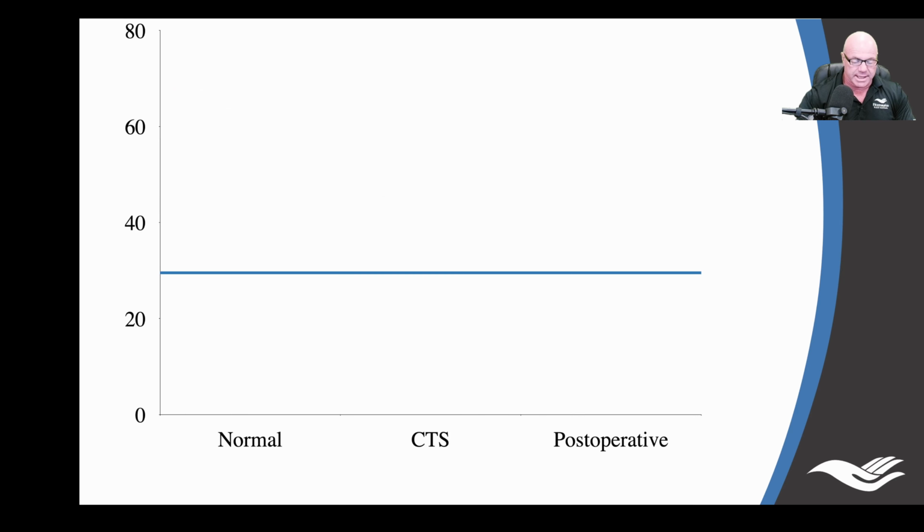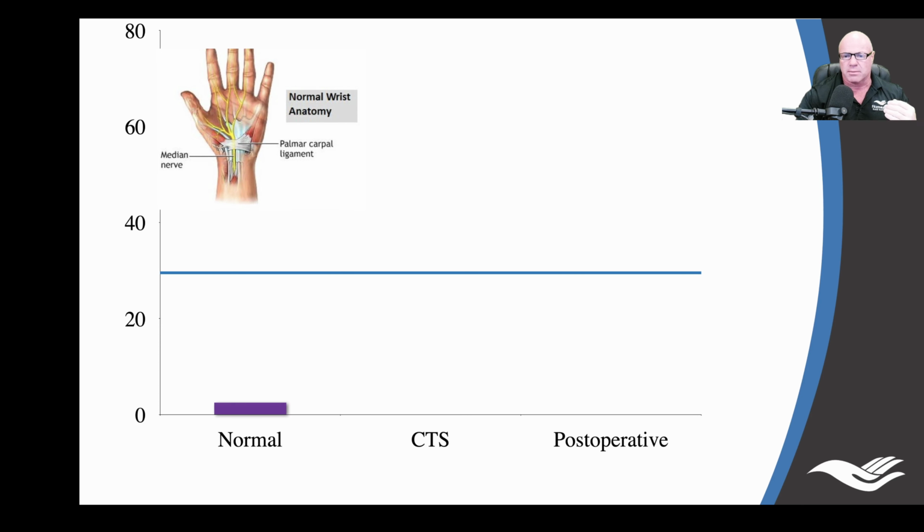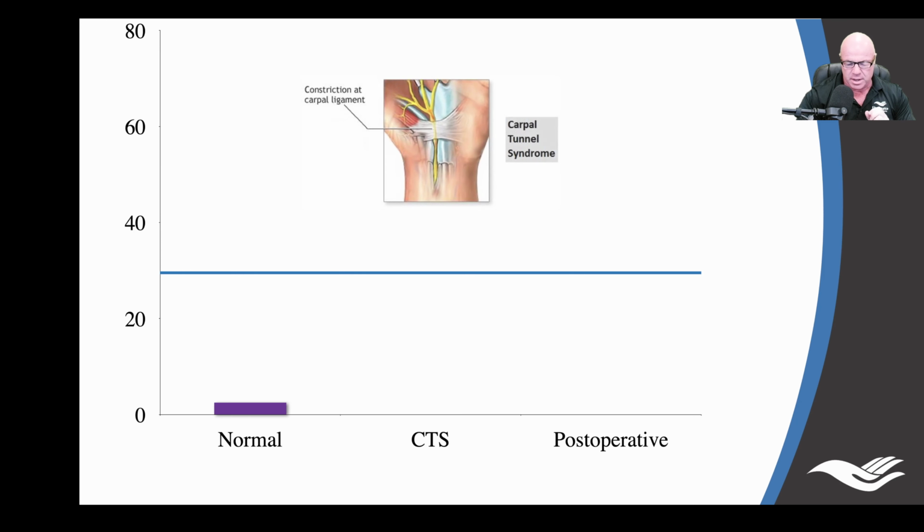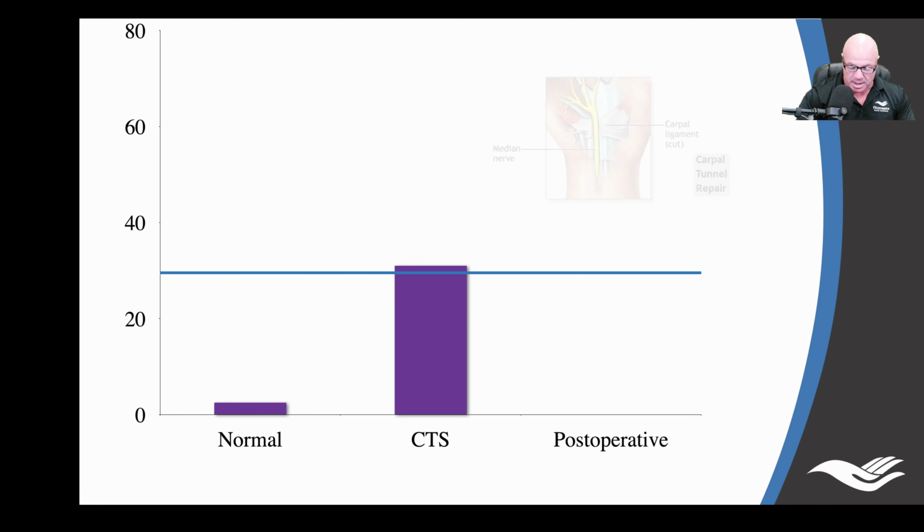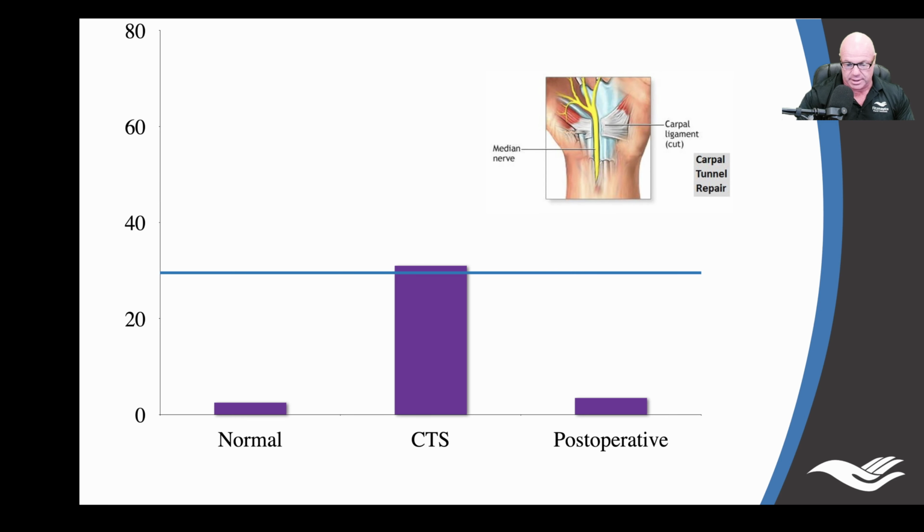So if we take a look here at the pressure, we'll see a normal pressure in the range of 5 millimeters or less. And these are normal patients. They don't have any signs and symptoms of carpal tunnel. When you have carpal tunnel syndrome, this pressure is elevated beyond a cutoff value of 30 millimeters at which they start to have symptoms. Now, postoperatively, if patients need surgery, once you release the ligament, this pressure is reduced down to a normal level.